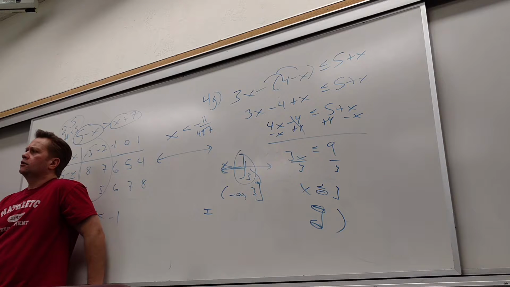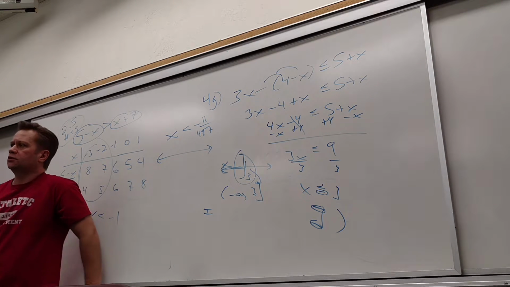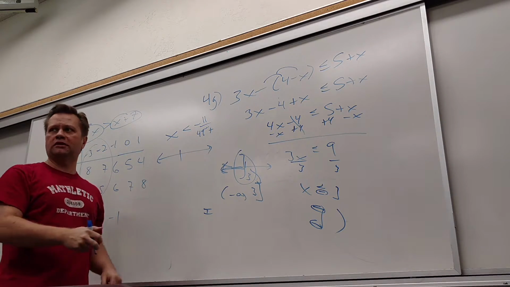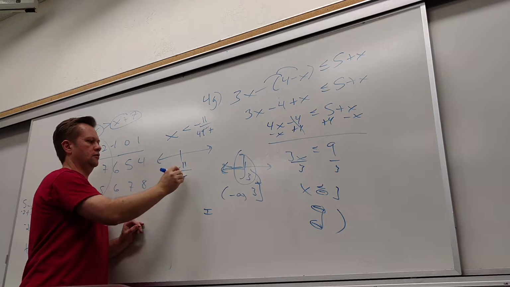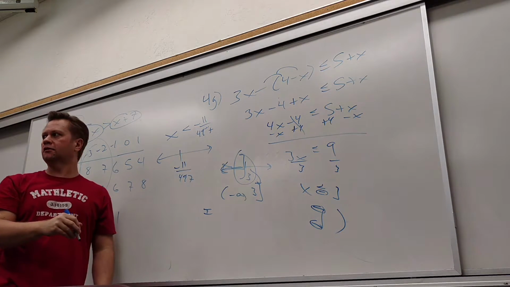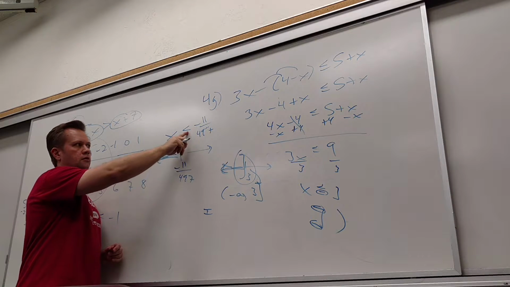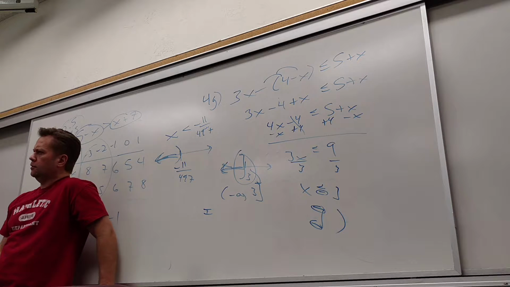Like 4 over 5. So I'm not asking you if you know how to put together a number line. So what am I going to put right in the middle? 0. No, I'm going to put that number, what we've been doing forever. And then which way am I going to shade? Down. And then what am I going to put on there? Parentheses.